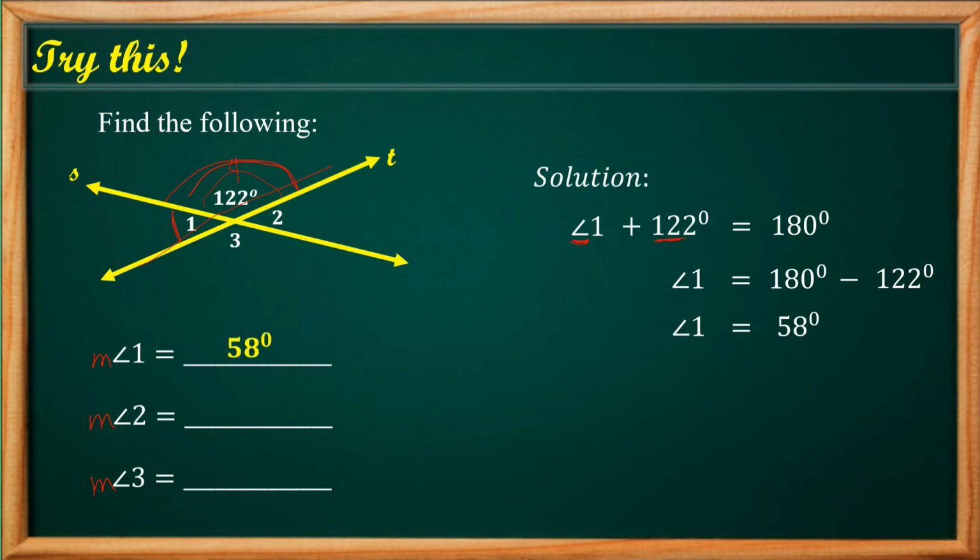How about the measure of angle 2? Remember, angle 1 and angle 2 are vertical angles. Tama? Since vertical angles are congruent, directly, angle 2 is 58 degrees. Now, angle 3. We have here our given angle 4, which is 122 degrees. And angle 4 and angle 3 are vertical angles. If this is 122, then angle 3 is also 122 degrees.